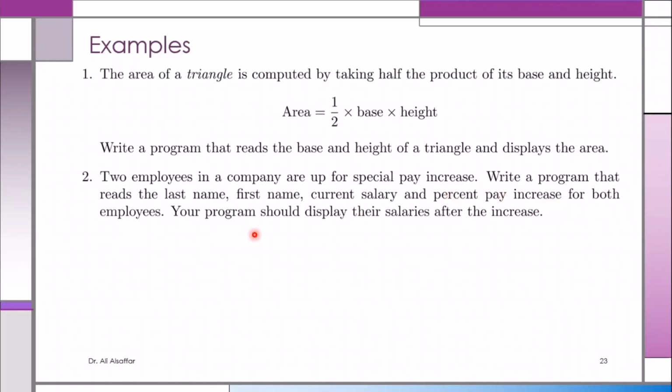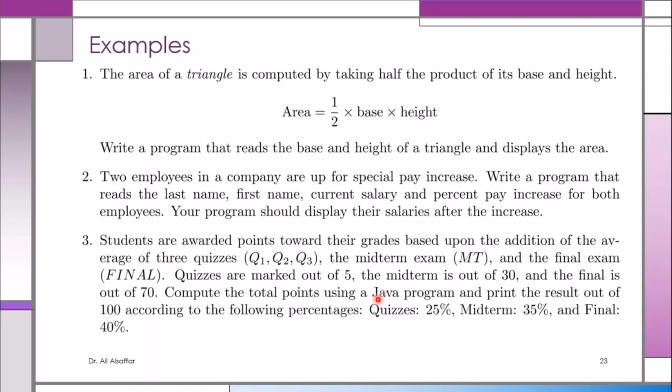So we have two employees, so we need 8 variables, 4 for each employee. Your program should display their salaries after the increase. So here we have percentage calculation involved. I will not go on to solve this equation. However, I'm going to solve the next equation, which involves also percentages. So if you understand how to compute percentages for this example, it will be easy for you to solve question number 2.